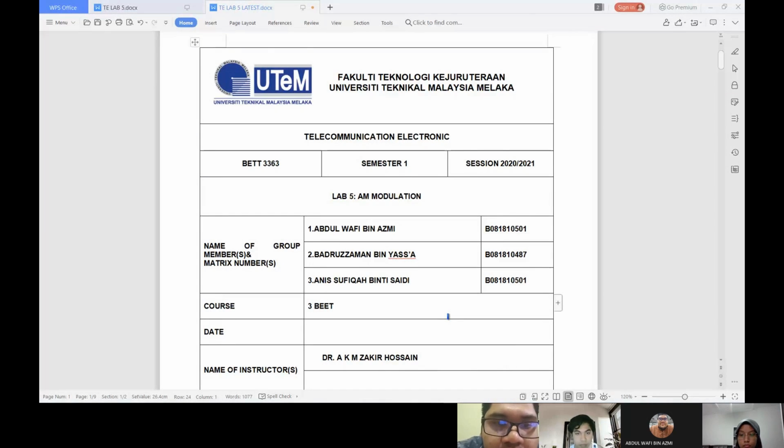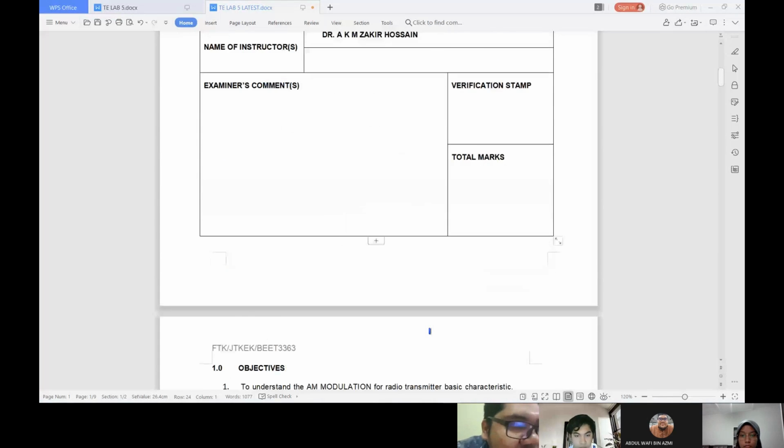So today we want to explain about lab 5, which is titled AM modulation. Task 1 and task 2 will be presented by Badrul Zaman.